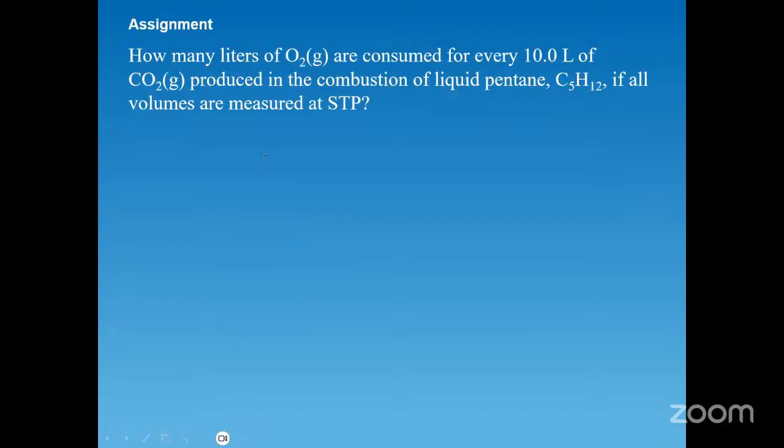All right, so we can use that idea to answer this question. It says: how many liters of oxygen are consumed for every 10.0 liters of carbon dioxide produced in the combustion of liquid pentane if all the volumes are measured at STP? So the first thing we need to do is what? In order to answer this question, we need a balanced equation. So what would be the reactants in this equation, based on the information provided?